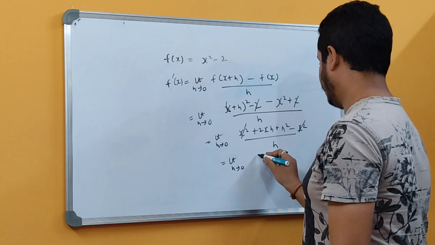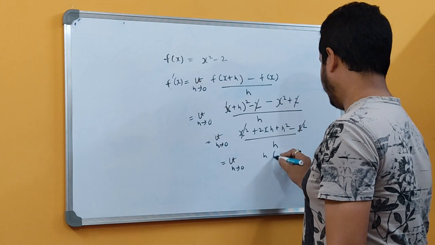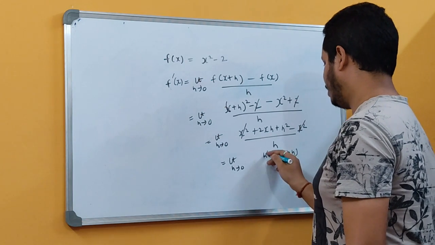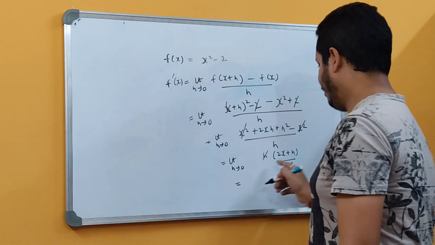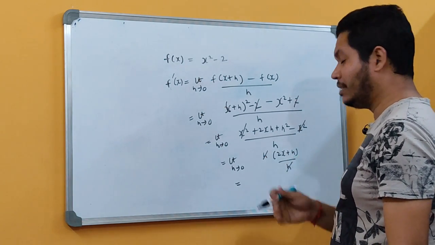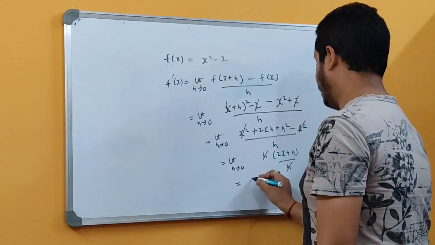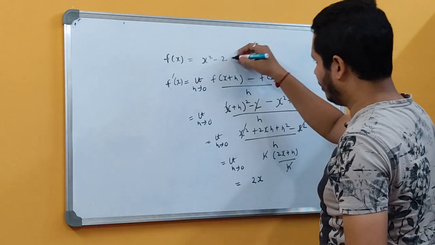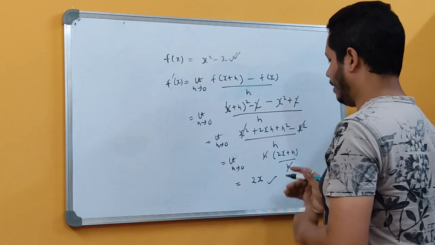So if I take h common outside, it's 2x plus h, whole divided by h. So h and h will cancel out. Now if I substitute h as 0, then the value will become twice of x. So that means the derivative of this given function is twice of x.